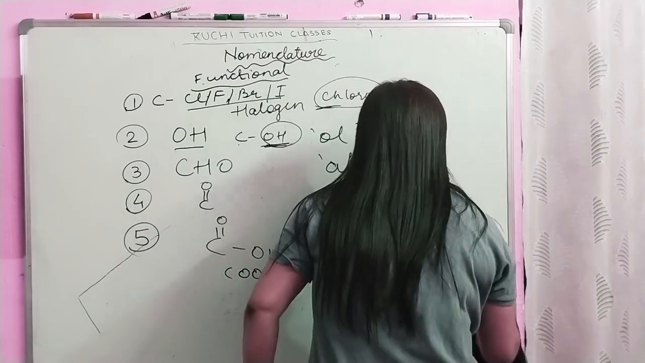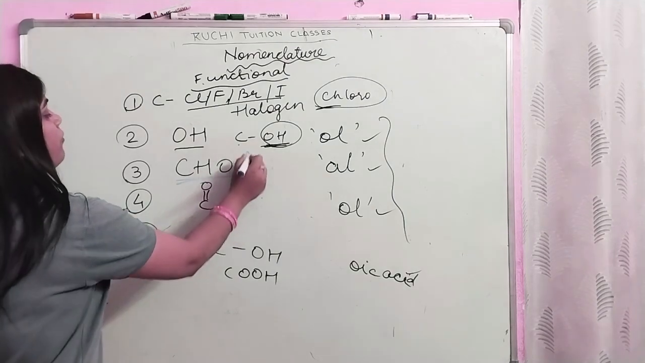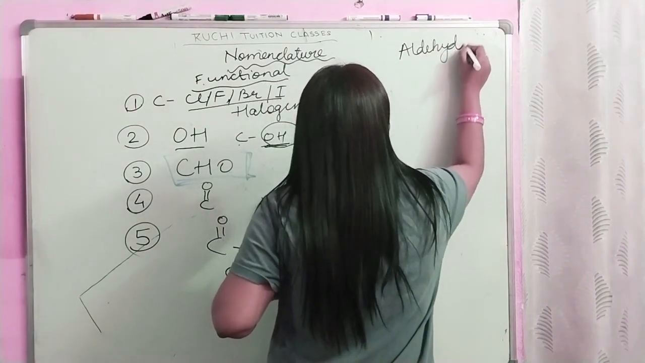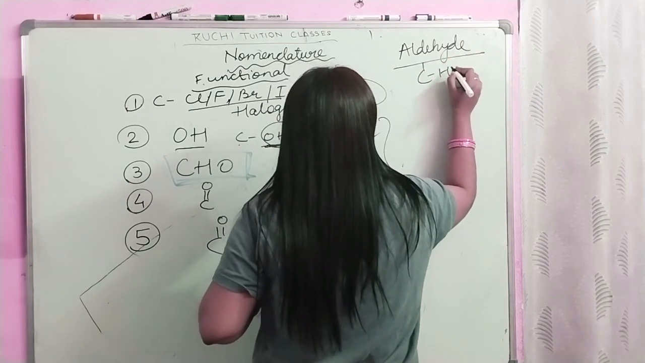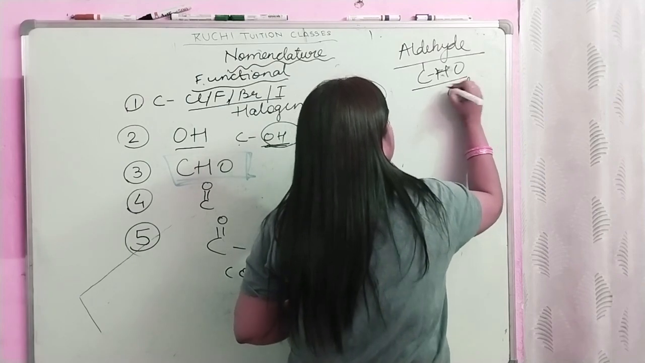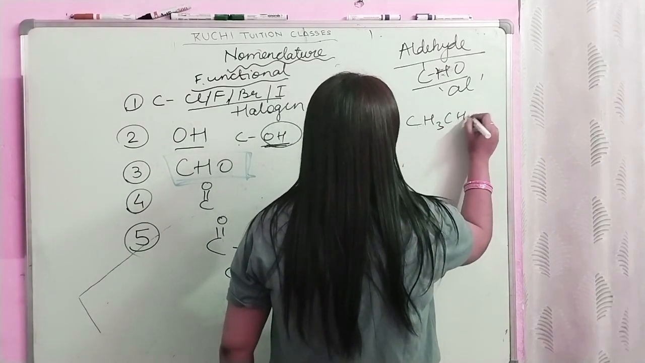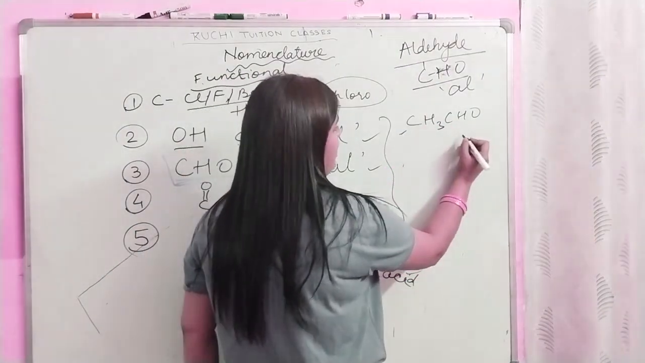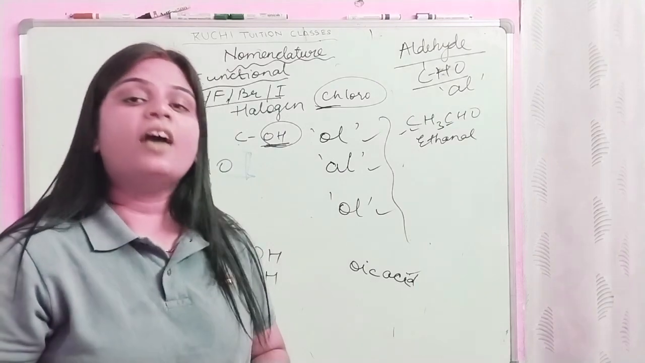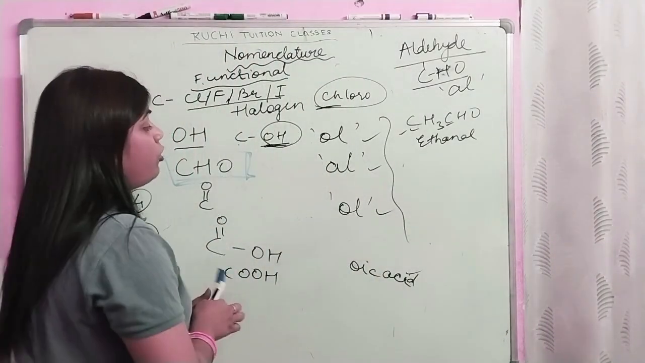Now come to the third functional group, that is aldehyde. The function is CHO, and the suffix of this is al. Like CH3CHO, how many carbons? 2 carbons, so ethanal. 3 carbons propanal. 4 carbons butanal. 5 carbons pentanal.